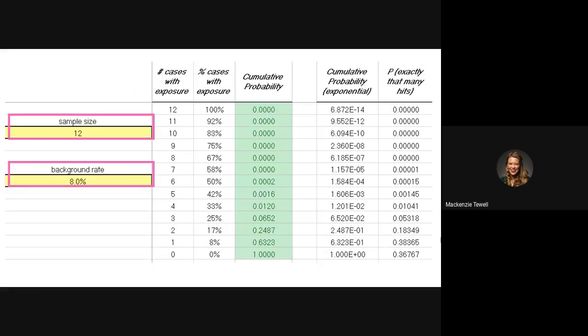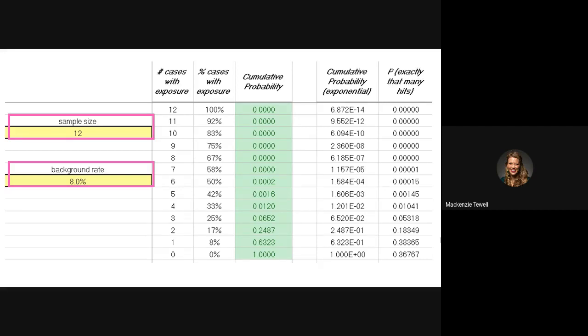This is the number of possible outcomes when you're doing a binomial probability calculation. In most cases, it will be eaten or not eaten, attended or not attended, yes or no. To use the spreadsheet, you need a few pieces of information.